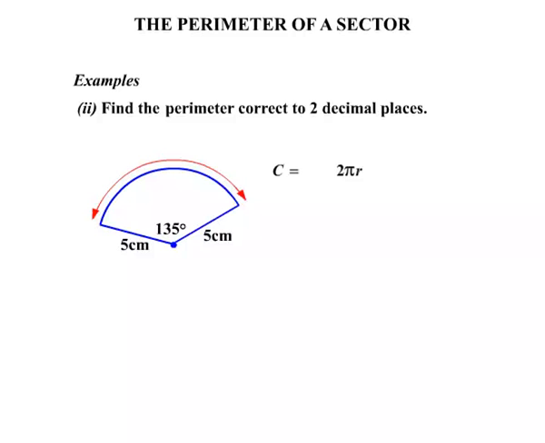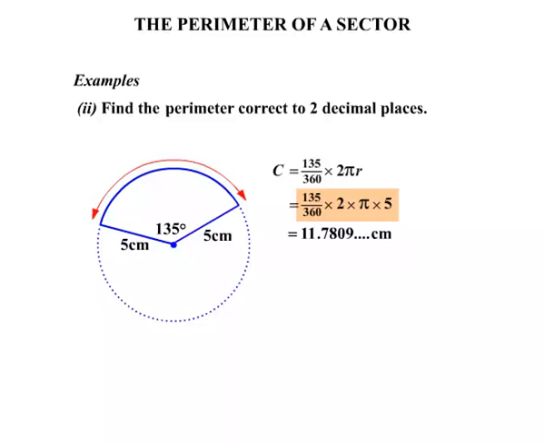Now let's concentrate on this part of the circumference, also known as an arc. Now the circumference again, 2 pi r, that would be for a whole circle. We only want a fraction of the circle, and that fraction is 135 degrees out of a total of 360 degrees. So that's the fraction. So we multiply that by the 2 pi r. So if we work that out, the radius is 5, so we're going to get 135 on 360 times 2 times pi times 5, and that works out to be 11.7809 centimeters. So let's mark that in on the diagram.